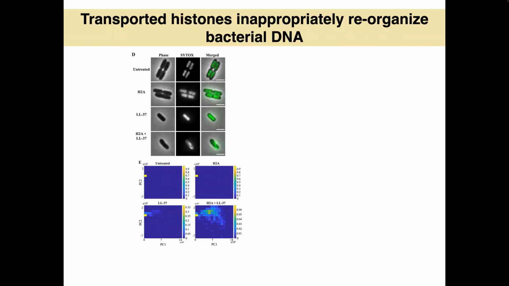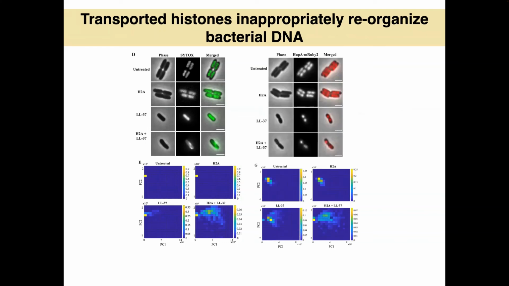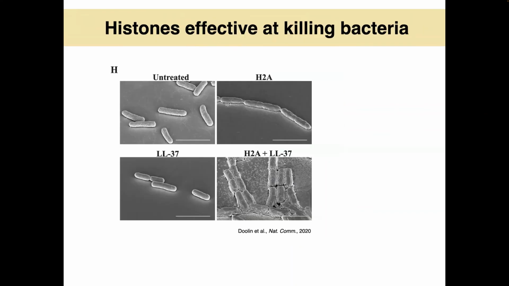Once histones were inside the bacteria, they could rearrange their DNA inappropriately. In untreated cells, histone-treated cells, or cells treated with just antimicrobial peptide, the genomes and chromosomes were fine. But when you had both, you had this rearrangement of the DNA. We looked at that using different markers: one using a fluorescent DNA dye, another using a chromosomal tracker protein.